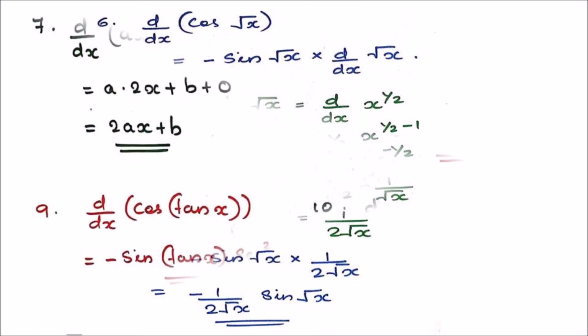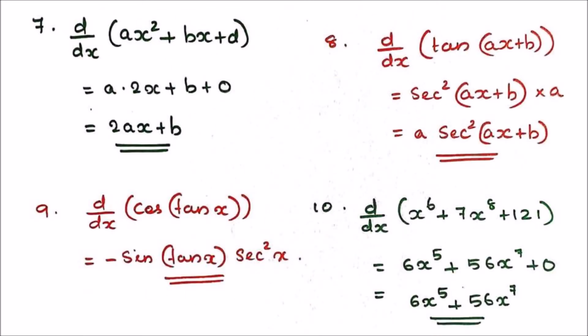Look at the seventh question, d by dx of ax square plus bx plus d. Differentiate each of the terms and we'll get the answer as 2ax plus b. Now look at the eighth question, d by dx of tan(ax plus b). That is simply sec square(ax plus b) into the derivative of ax plus b, that is a. The answer is a into sec square(ax plus b).